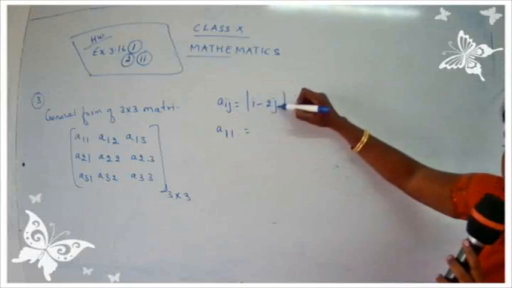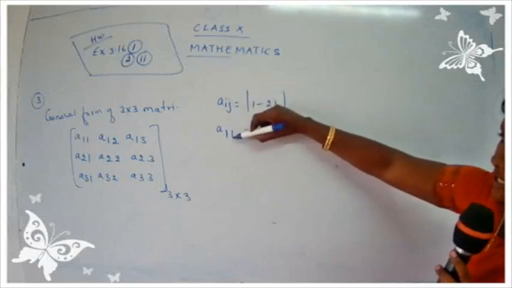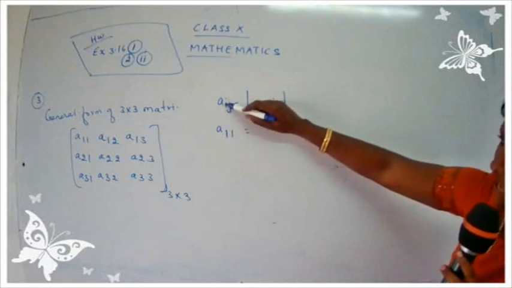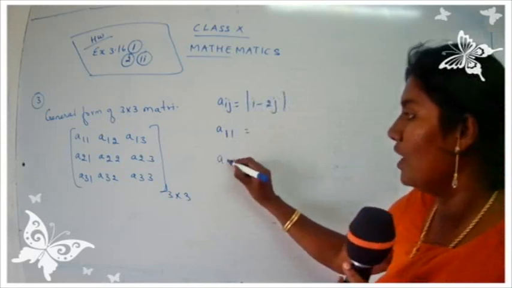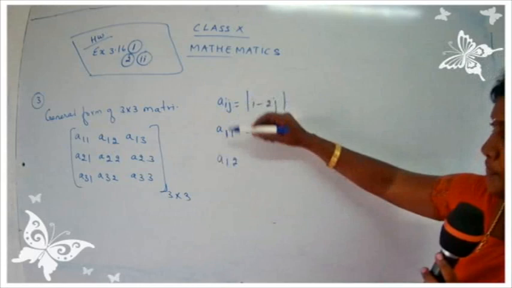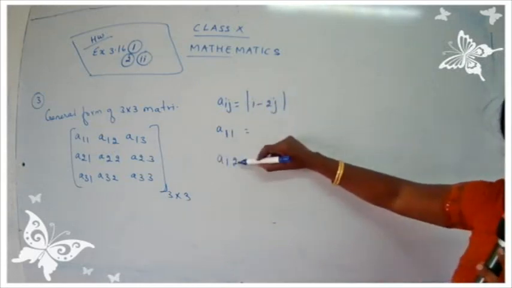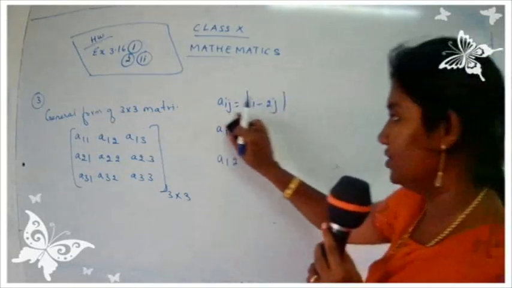Aij is i minus 2j. Yes, children, but what is 1 here? That's i. What is 1 here? j. So i value is 1, j value is 1. If you have A12, what is the meaning of A12? i value is 1. What is the value for j? It's 2. So we have to go on changing the values for i and j.